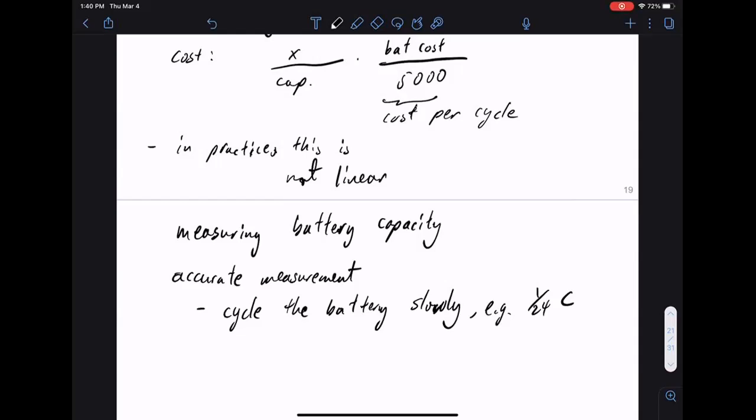Okay, so this is obviously not doable in an application like your cell phone. You cannot leave the phone there for 24 hours doing nothing except sucking a battery. So what is a less accurate but maybe easier way to do this? For example, how does your computer or your cell phone, your electric vehicle know how much capacity you have?